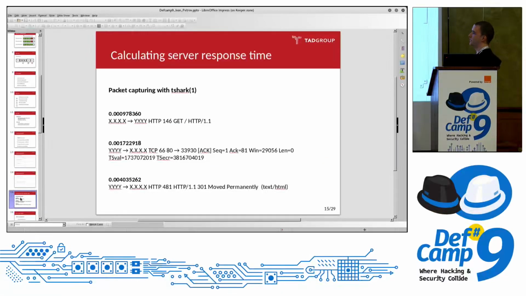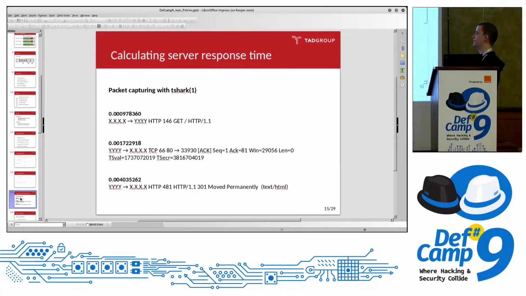So this is what a basic packet capture looks like. We filter out most of the data so we can represent it in a sensible way. The XXX IP is ours. This is the host's, the target, YOY. And the first thing we do is send an HTTP request with the size, the protocol version, and the request method. And this is the current timestamp on our computer.